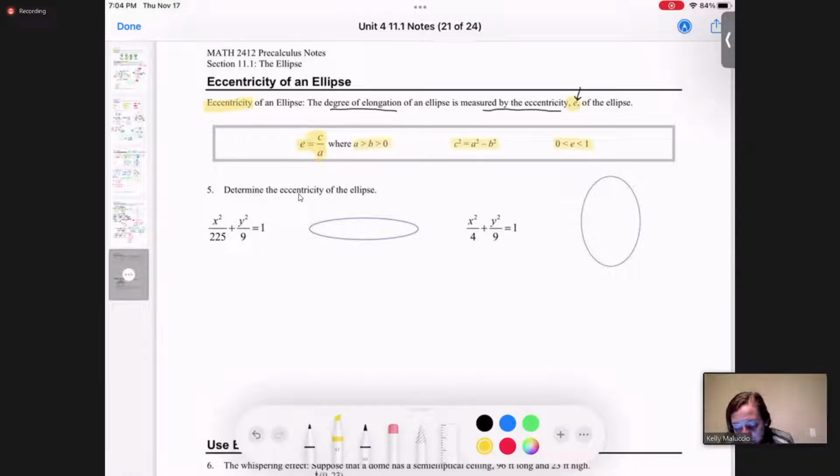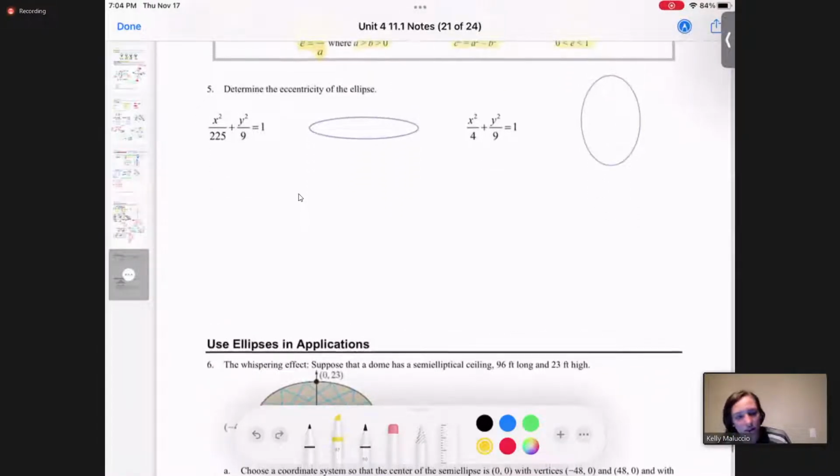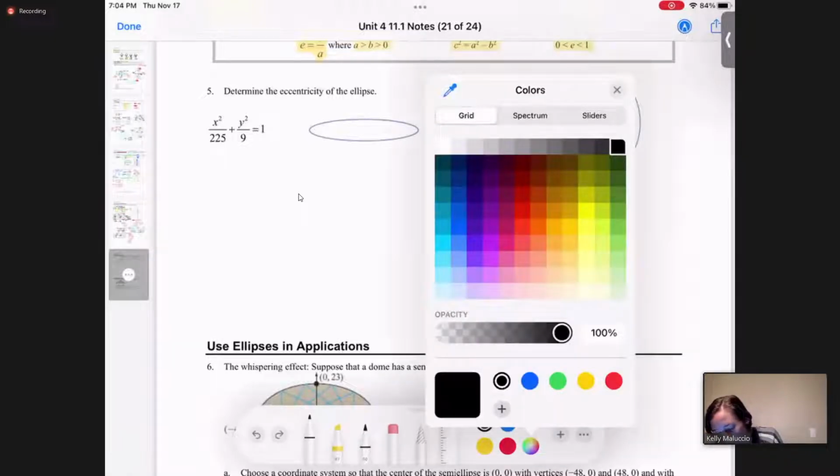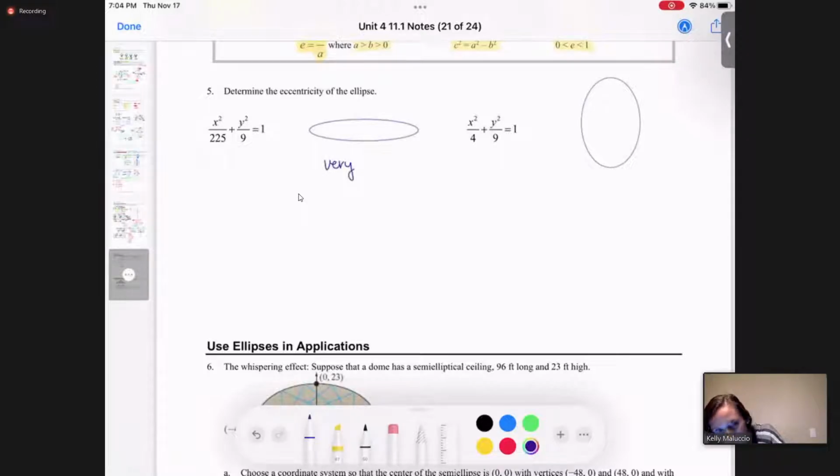So for number 5 here, if we want to determine this, we have 2 examples that they give us. The first one looks like this, the second one looks like this. We're going to see what these mean, and then we'll look at this application problem. I will point out for right now that we would call this one very eccentric, and this one less eccentric, or not as eccentric.